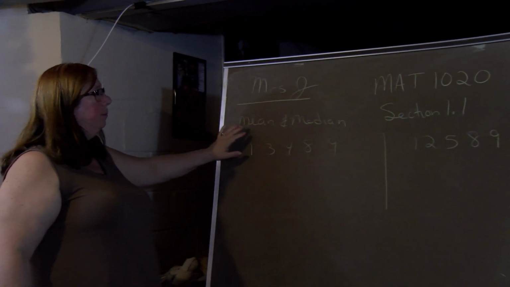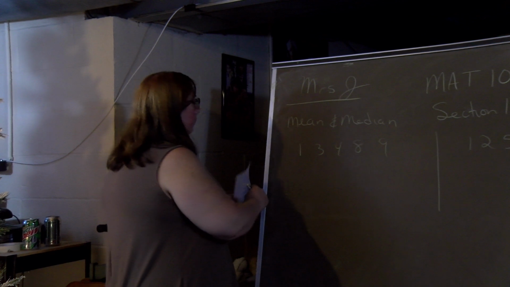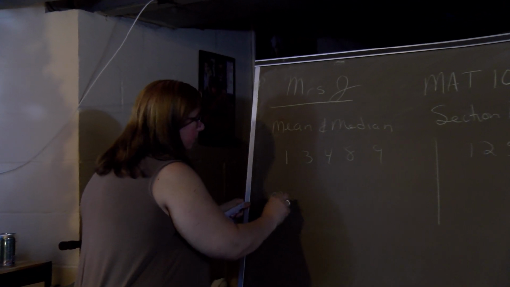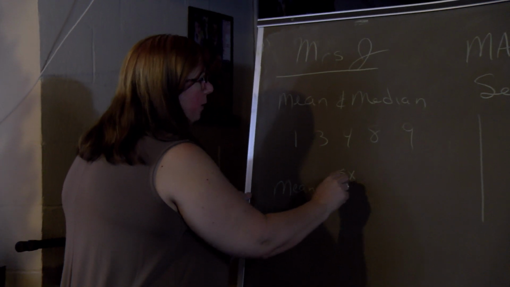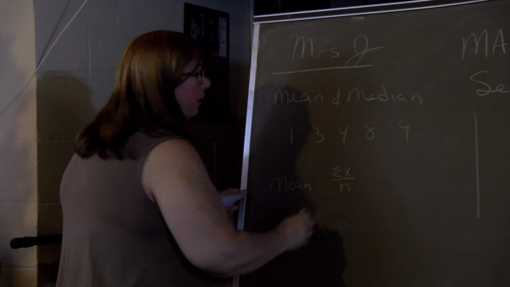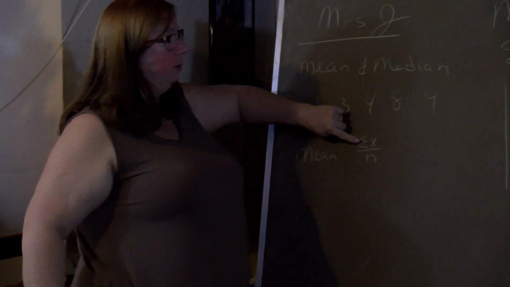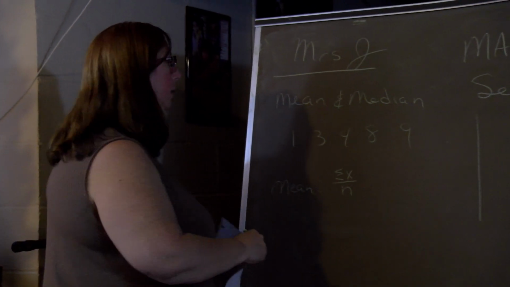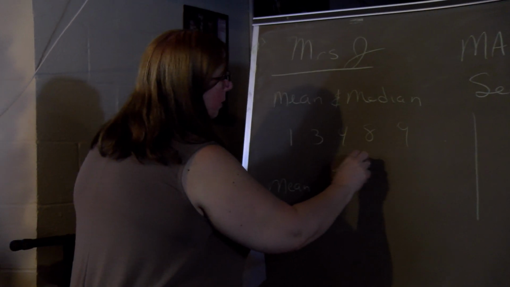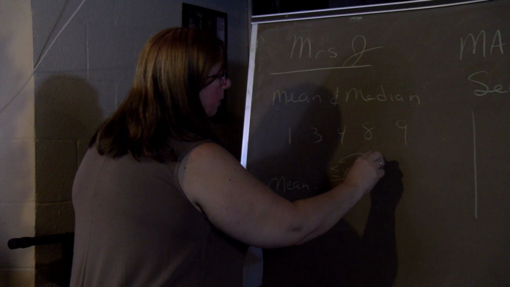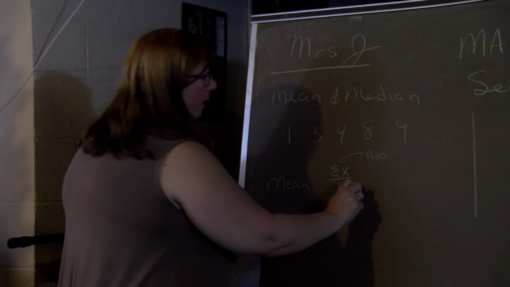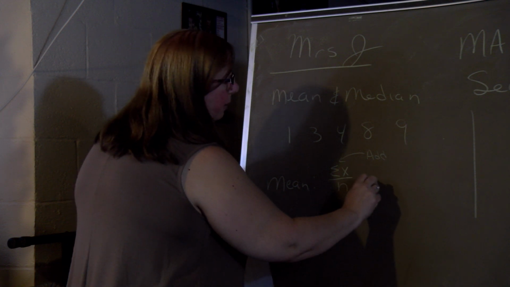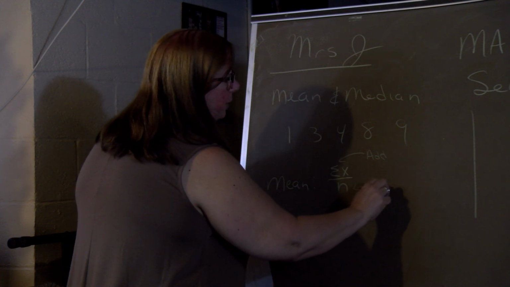And when you're finding the mean, you add up all of the values and you divide by how many there are. So this little symbol here means to add all the values, and n is how many there are, or the sample size.